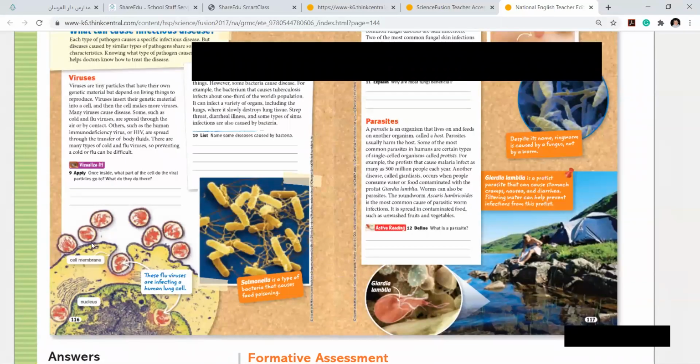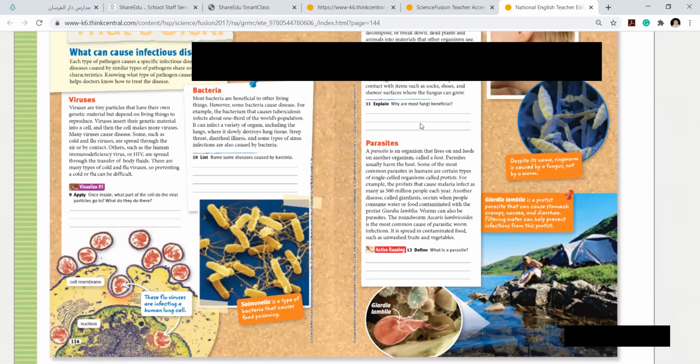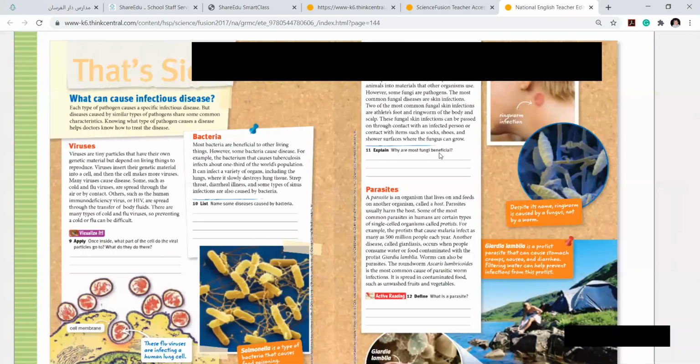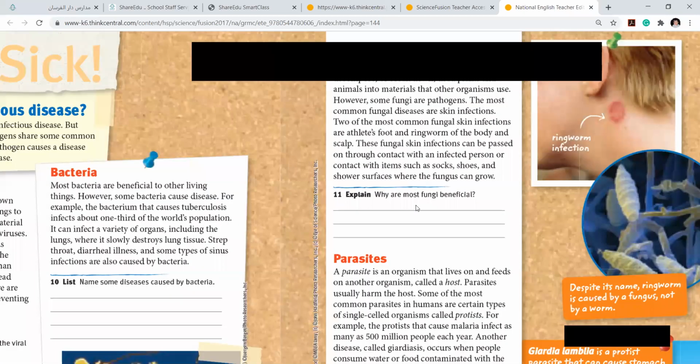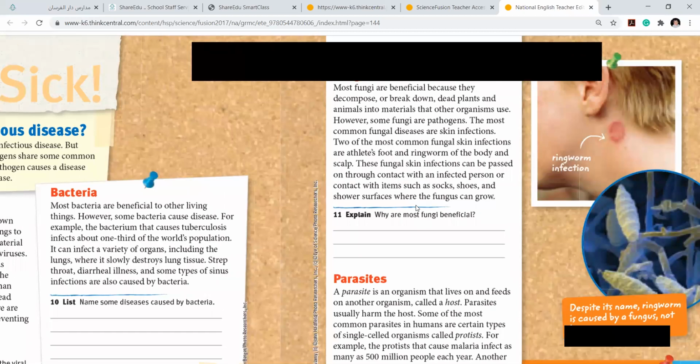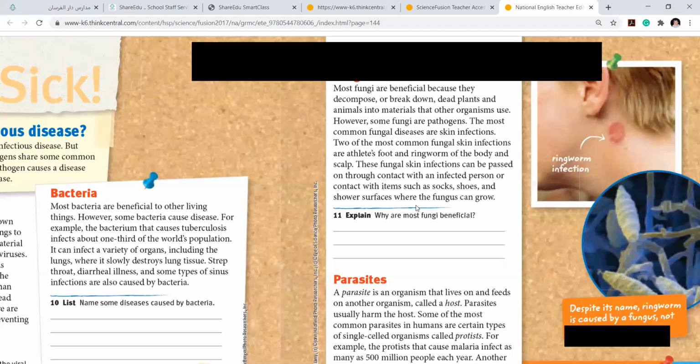Now, question number 9. Okay. Question 11. Why are most fungi beneficial? Who will tell me which fungus are we eating? Mushrooms. Mushrooms, yes. Most of them are helpful, they are even used in shampoos and algae. They break down dead plants and animals into material that the organism uses. But some fungi are pathogens.